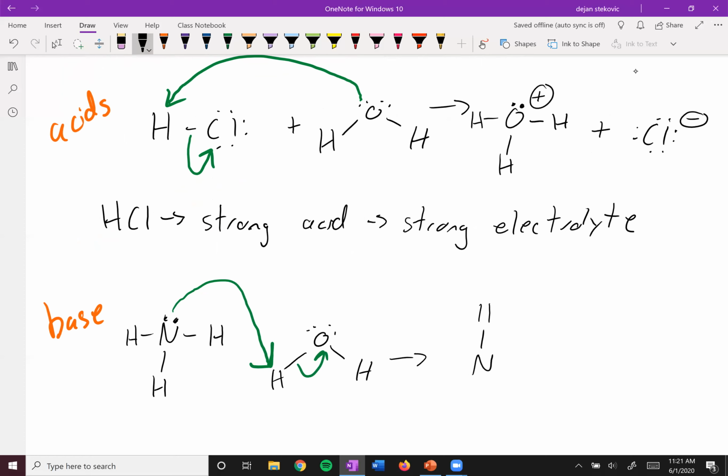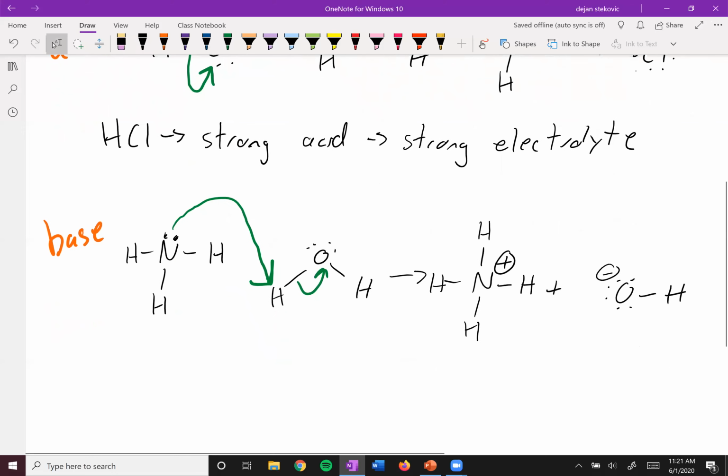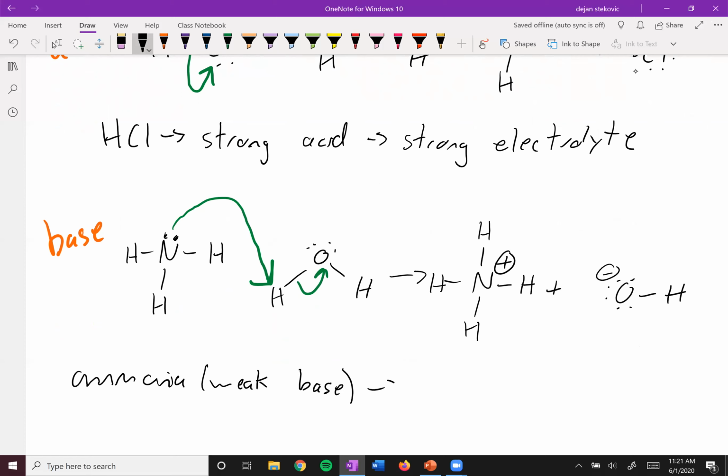And so then what will form is nitrogen with 4 H's bonded to it and no lone pair. And so if you think about the formal charge there, it's going to be positive. And then we'll form an OH- now with this oxygen having 6 lone electrons and a negative formal charge. So you can see how acids and bases can react to form ions. And since ammonia is a weak base, it will form a weak electrolyte. So you want to be aware that just because something's not ionic doesn't necessarily mean it won't form ions.